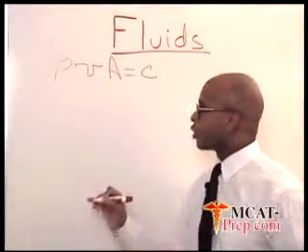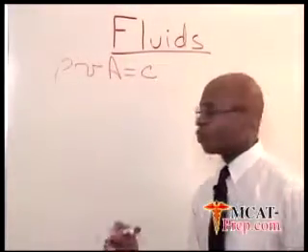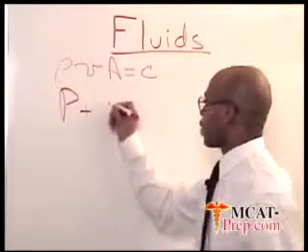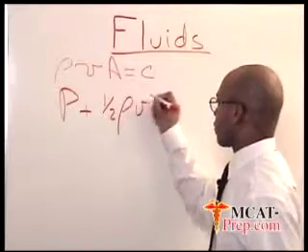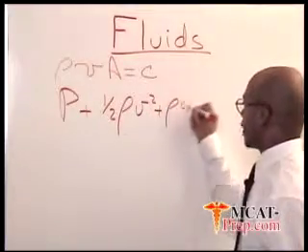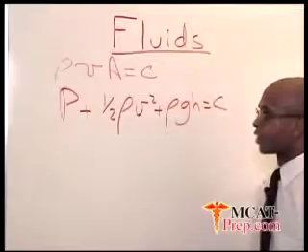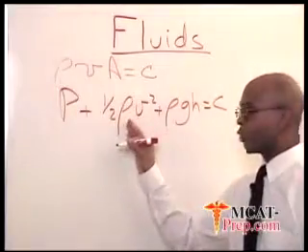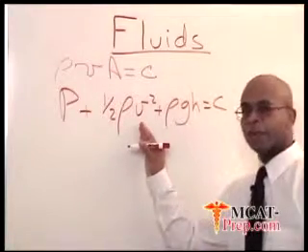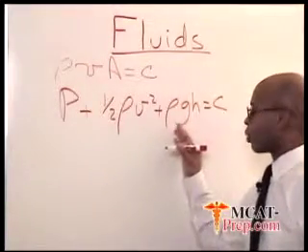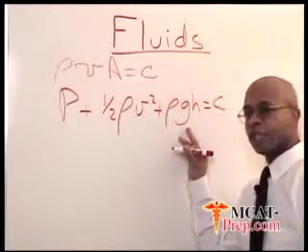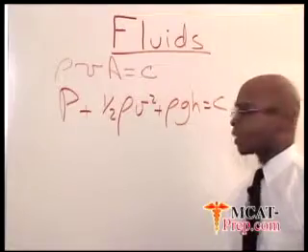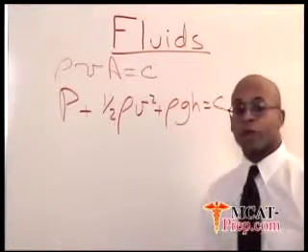This is the equation of continuity. The other equation is Bernoulli's equation. Bernoulli's equation says that the pressure plus 1/2 rho v squared plus rho gh is a constant. That's the pressure of the fluid plus 1/2 rho the density, v the velocity of the fluid, squared, plus rho gh, the density times g, gravity, times h, the height, is a constant. So these two equations are very important to memorize.